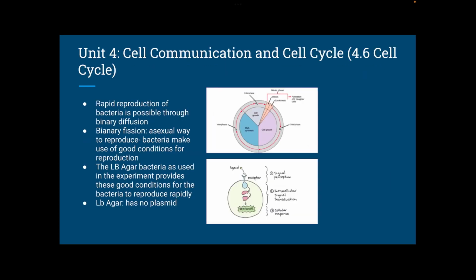This is Unit 4, the Cell Communication and Cell Cycle, 4.6, Cell Cycle. Binary fission is the process in which bacteria can asexually reproduce, so they don't need to be around another bacteria. They just can do it on their own. They do this through good conditions, and these good conditions within the lab are provided by the LB bacteria.